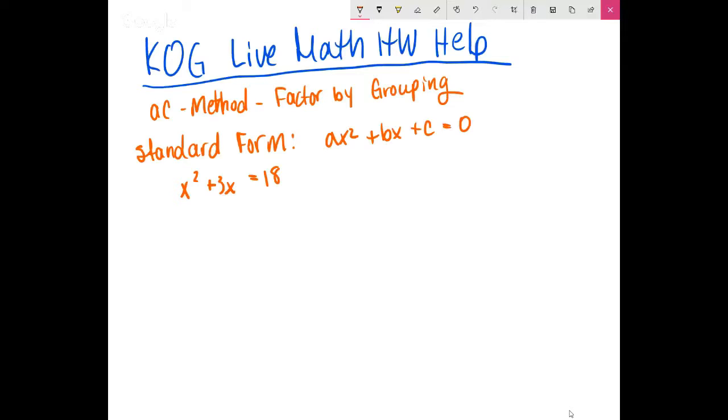All right, so the question would be, is this in standard form? Well, actually, no, it's not, because standard form means that our equation is supposed to be equal to 0, but it's equal to 18. So what we can do is subtract 18 on both sides, and we end up with x squared plus 3x minus 18 equals 0. There you go. So now it's in standard form.